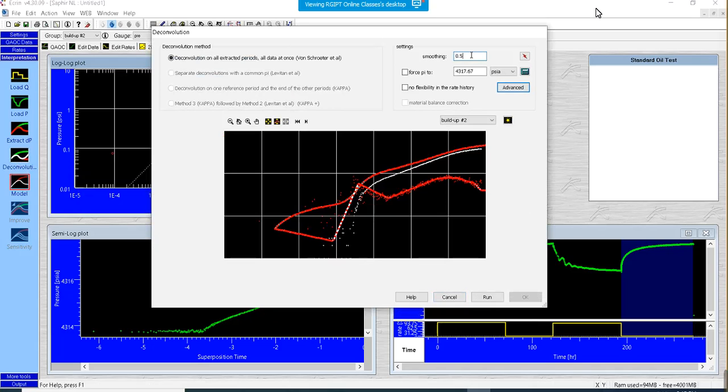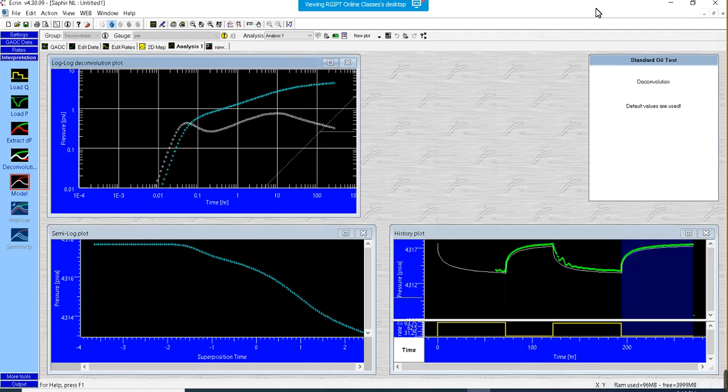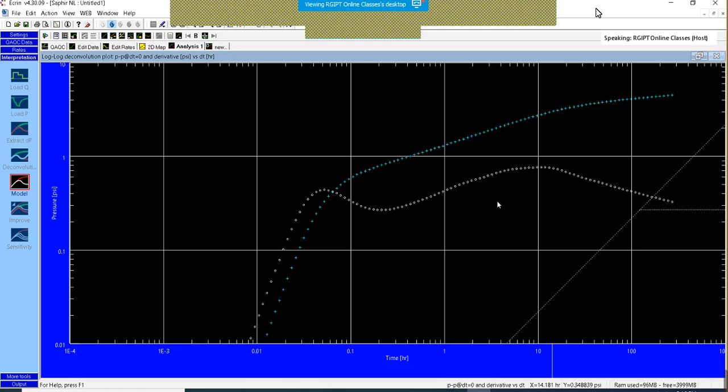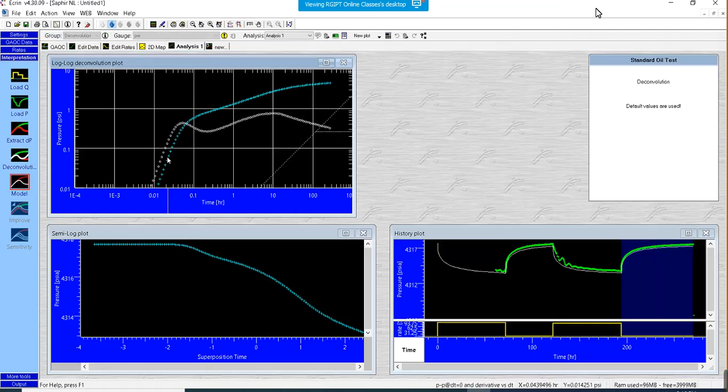For that, again, I will reduce some noisy data by using a smoothing factor of 0.2, suppose. So we will use this and run. Again, you can see it has taken into consideration the best points. So now we will run it. Okay, so this is the graph I'm getting after deconvolution.